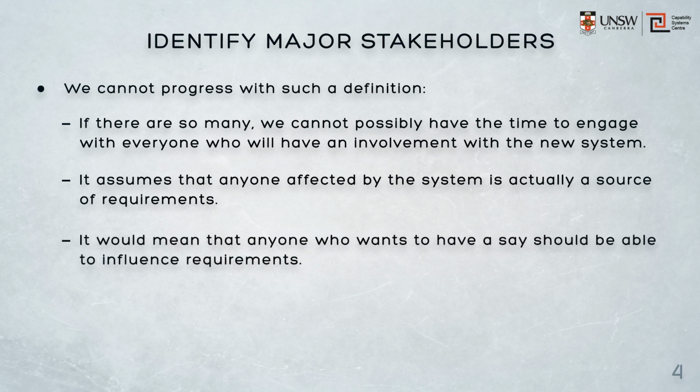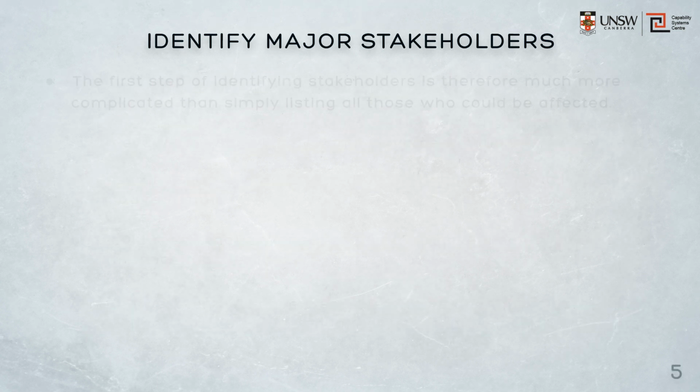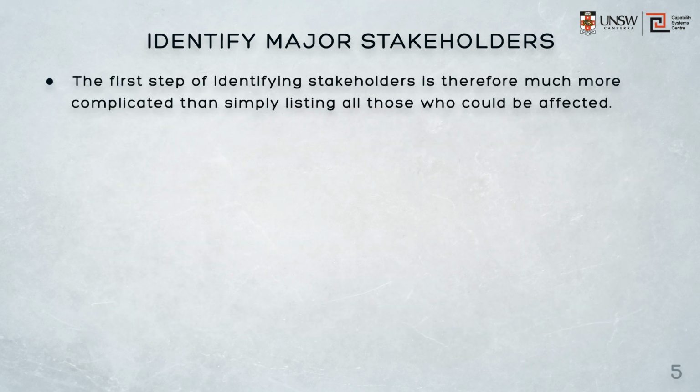Additionally, it would mean that anyone who wants to have a say should be able to influence requirements. We would therefore be at the mercy of the stakeholders who want to contribute requirements, whether they're useful or not. And finally, the new system will have disparate effects on stakeholders. They'll not be affected equally, and they should not have equal rights in expressing requirements. No complex system can be optimal to all parties concerned, nor can all functions be optimised. The first step in identifying stakeholders is therefore much more complicated than simply listing all those who could be considered to have a stake in the new system.